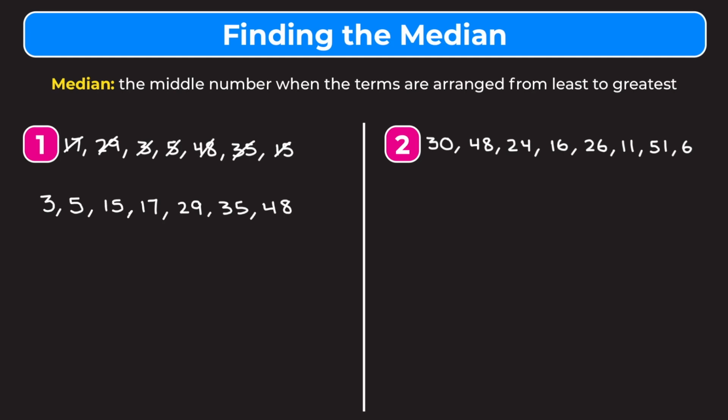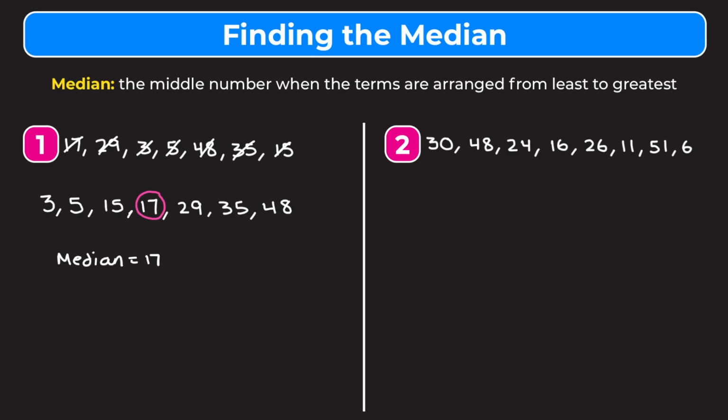And now all we have to do is just find the middle number. So because we have an odd number of terms, right? We have 7 terms, it's pretty easy to find the middle. So take a second and see if you can find the middle number. And you should get that 17 is the middle because there's 3 to the left of it and 3 to the right of it. So our median is just 17. So finding the median, especially with a set of odd numbers, is pretty easy.